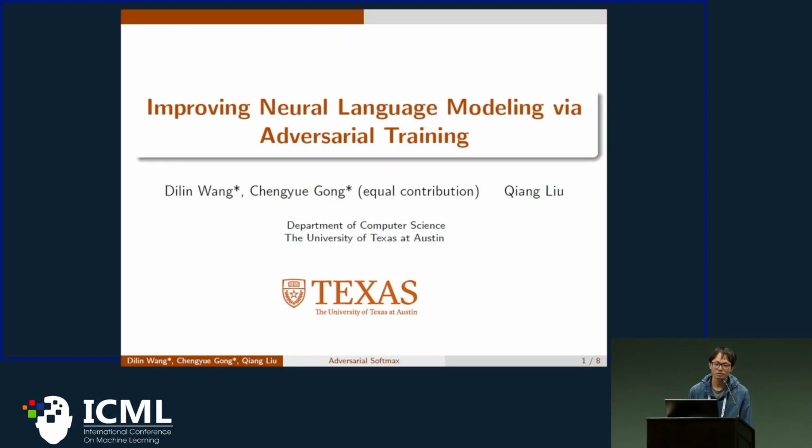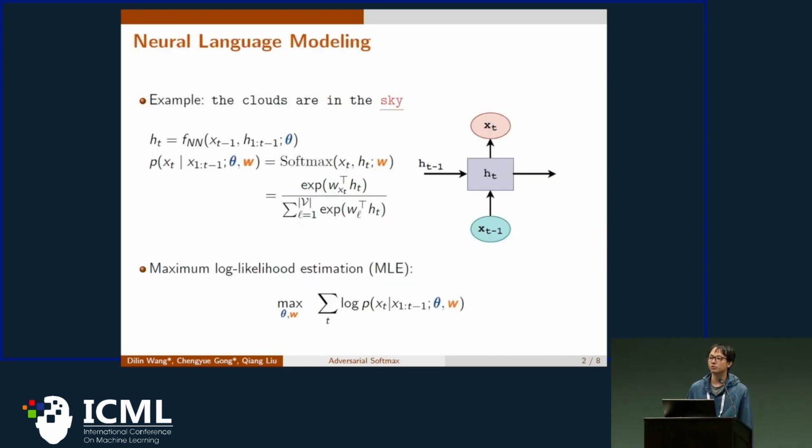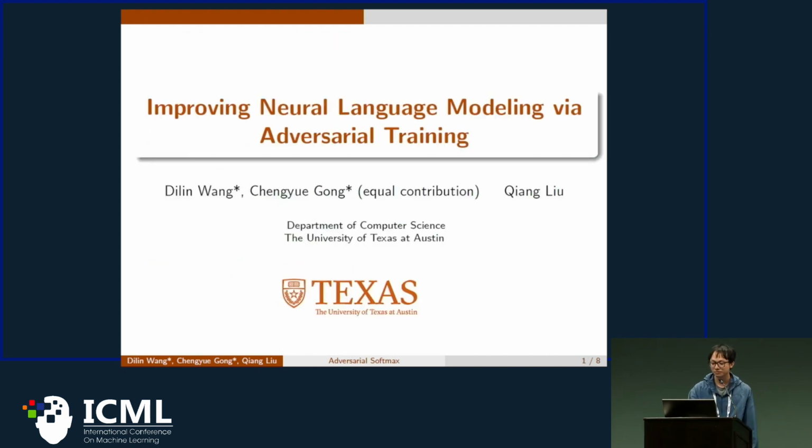My name is Dylan. Today I will be talking about our work combining adversarial training to improve language modeling. This is joint work with Chen Yuegong and Chang Liu from UT Austin.